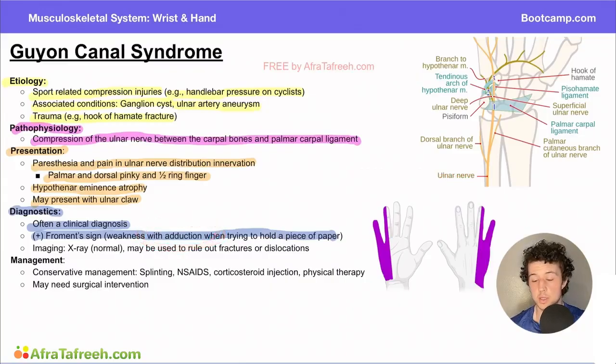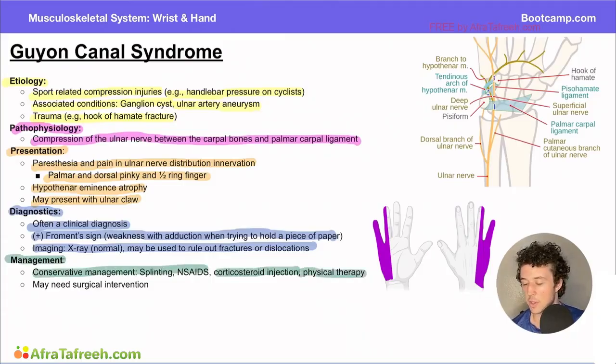And if we do any imaging, then we may take an x-ray to rule out fractures or dislocations, such as if we suspect a hook of hamate fracture, but this will appear normal in most cases of Guyon canal syndrome. The management of Guyon canal syndrome will start conservatively with splinting, NSAIDs for pain relief, corticosteroid injections for pain relief, and physical therapy. But of course, as always, we have to consider surgical intervention, especially if the symptoms are refractory to the treatment. All right, let's do a recap and then we'll do a practice question together.